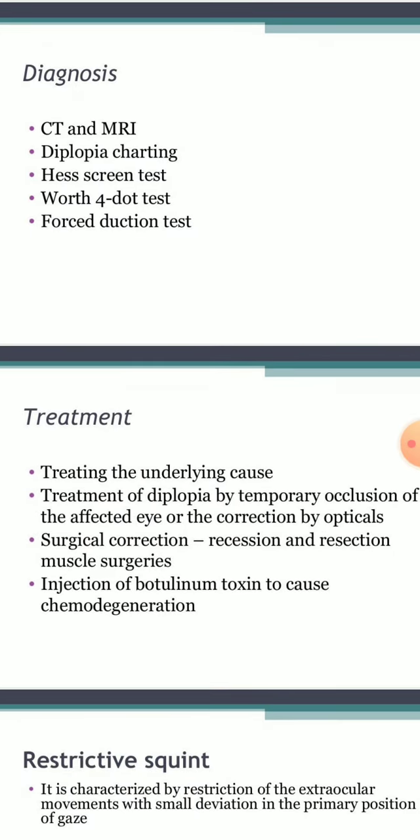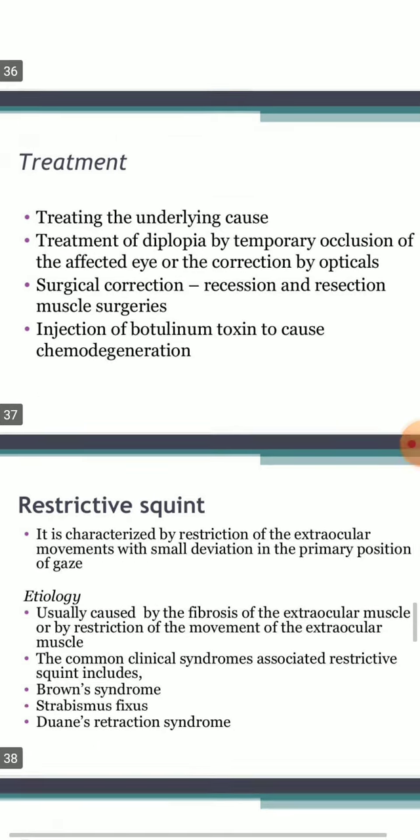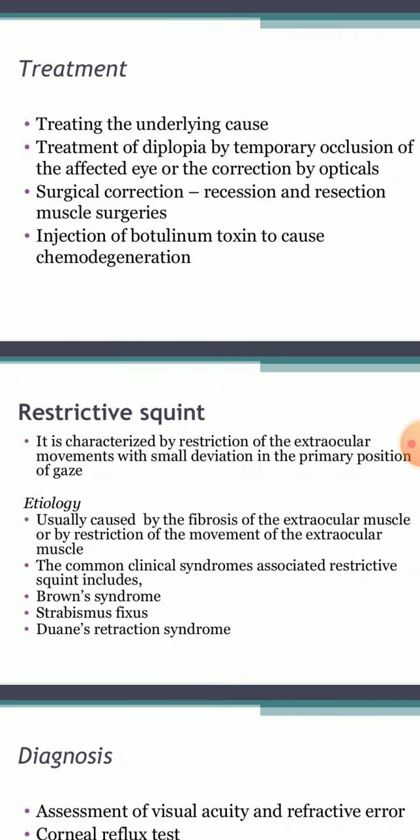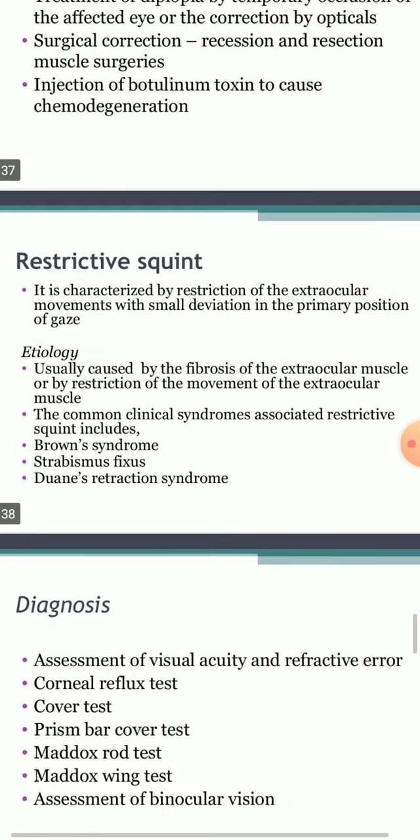Diagnosis: CT and MRI, diplopia charting, Hess screening test, Ward test, forced duction test. Treatment: treating the underlying cause, treatment of diplopia by temporary occlusion of the affected eye or correction by optical correction, resection, muscle surgeries, injection of botulinum toxin to cause chemodenervation.